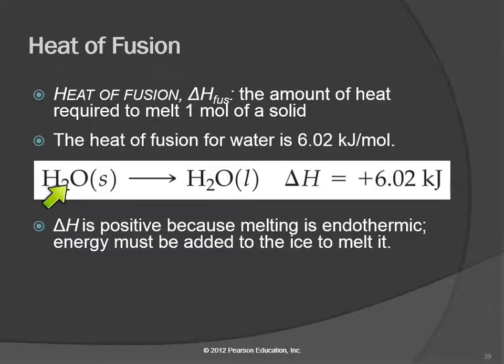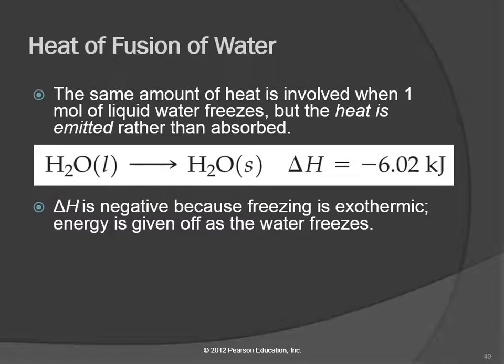So melting ice, solid water, to liquid water, for 1 mole of that requires you to put in 6.02 kilojoules of energy. This is positive because it's an endothermic process. The opposite of melting is freezing. So this is the same amount of energy, but the sign is negative because the energy is moving in the other direction. So as water freezes, it releases 6.02 kilojoules of energy per mole of water.